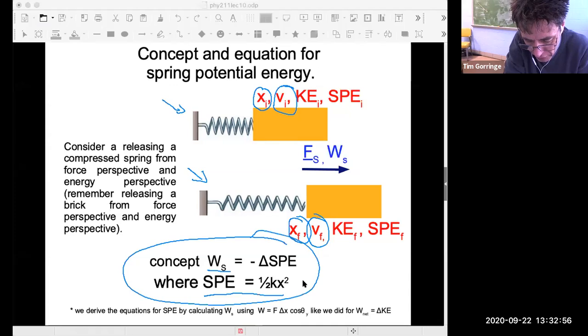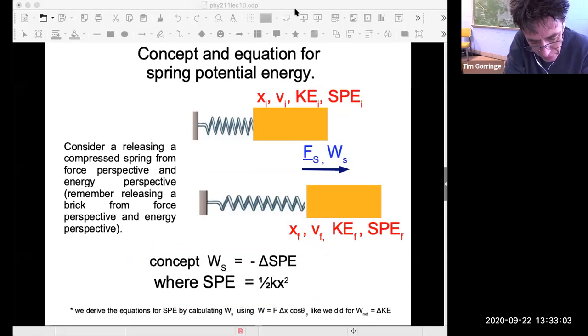Okay, so I want to move on to an example of spring potential energy. Clear that junk. Go to the next slide.